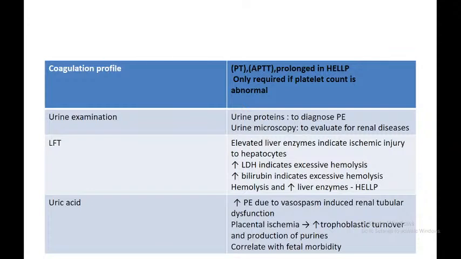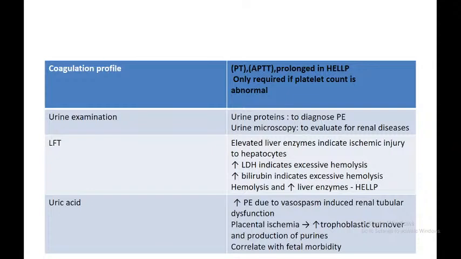And in the LFT, we know the liver is also involved in this condition. So we need to always do liver function tests to know whether the liver enzymes are elevated, and even LDH is elevated in cases where there is excessive hemolysis, and your bilirubin is also expected to rise in cases where there is hemolysis. So hemolysis and increased liver enzymes are part of your HELLP syndrome. Hemolytic anemia, elevated liver enzymes and low platelet count form your HELLP syndrome. So we need to always do liver function tests in cases of pre-eclampsia to know whether the transaminases, LDH or bilirubin are elevated.